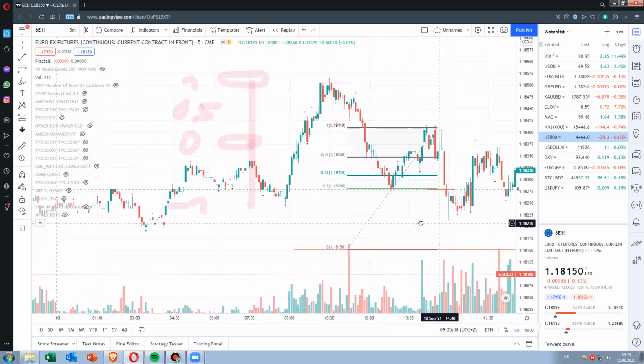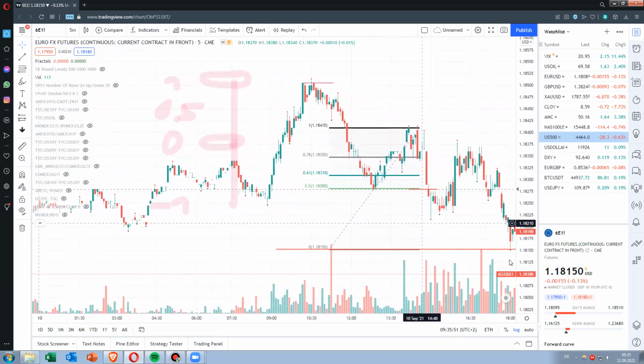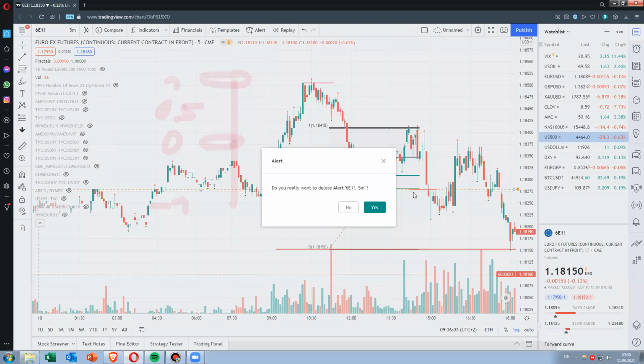Now look what happens. Do you see it? Look, it's pinpoint accurate. We didn't even see this price, right? We didn't see it because I wasn't showing it previously. I have some alert here. Remove this alert.